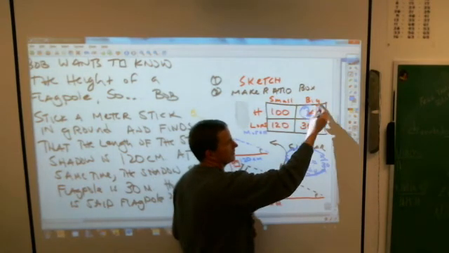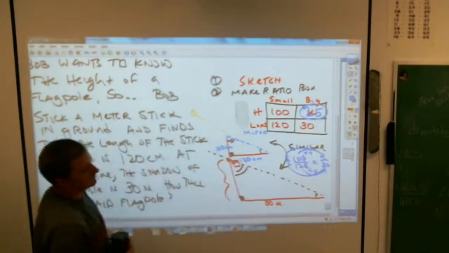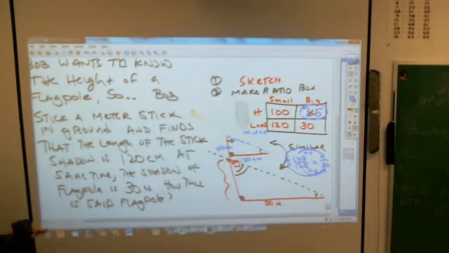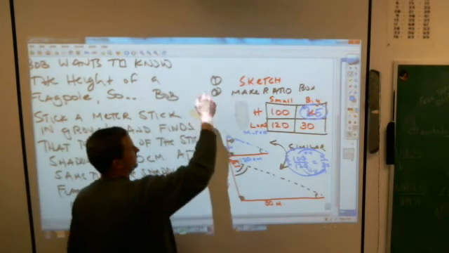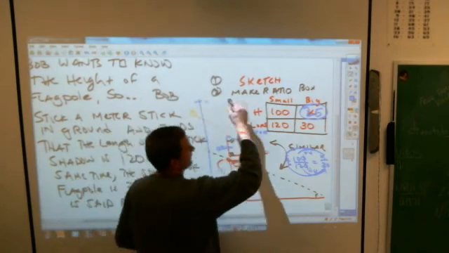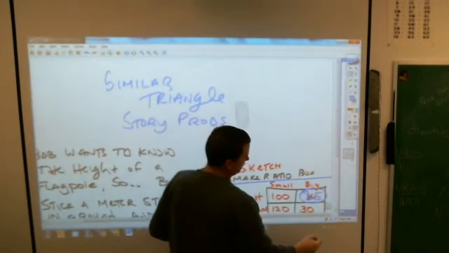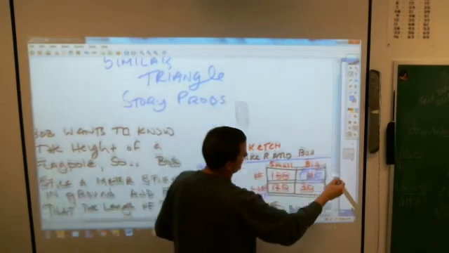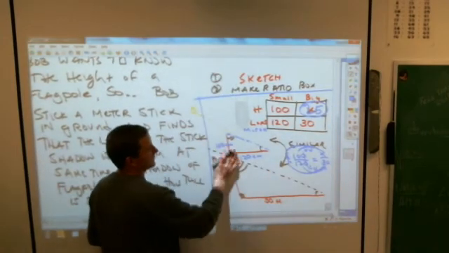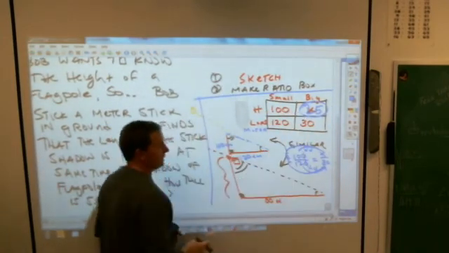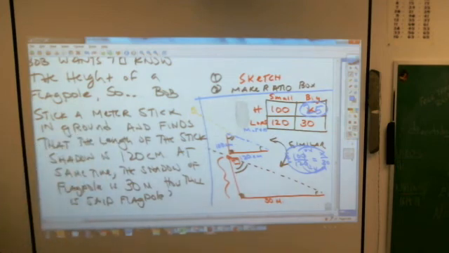So on your paper, you don't have to write out the words of the problem, but I definitely need to see this. If you're given this story problem, don't worry, it'll come back. You need to sketch out these triangles and make that ratio box. Definitely. Let's try another one here.